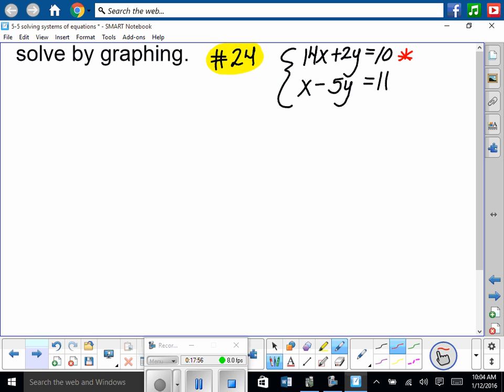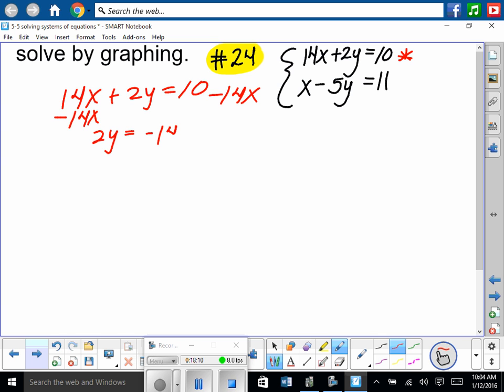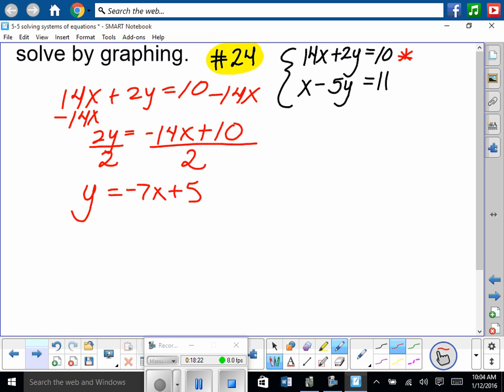So solve for y. I have 14x plus 2y is equal to 10. So I'm going to get y alone. Subtract 14x. So I have 2y is equal to negative 14x plus 10. I'm going to write it in graphing form, divide by 2. So we have y is equal to, we can split it up and write negative 7x plus 5. Does everybody see how I rewrote the top?